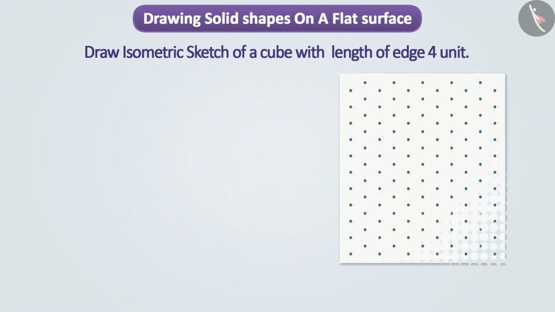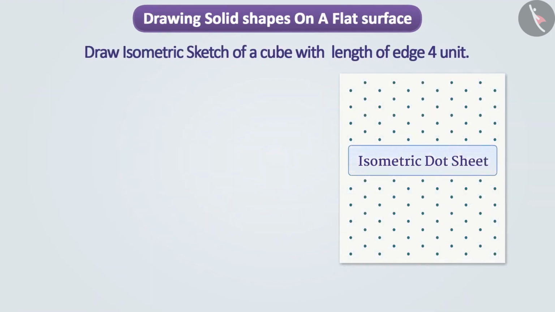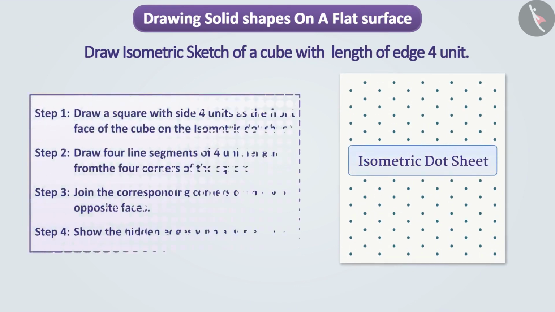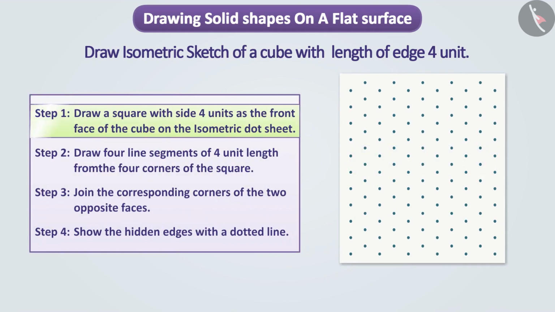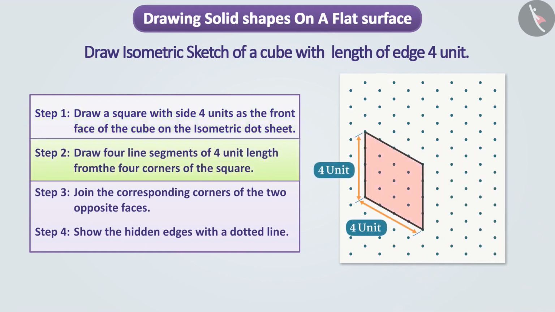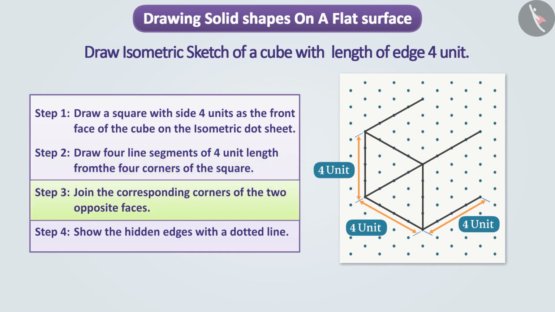We use dotted isometric sheets to draw an isometric sketch. With the help of this sheet, we will draw the isometric sketch. Step 1. First of all, we will draw a square of 4 by 4 unit edges to show the front face. Step 2. Draw 4 line segments of 4 unit length from the 4 corners of the square in this way. Step 3. Now we will join the end points of the line segments in such a way that we get the back face of the figure exactly the same as its front face.